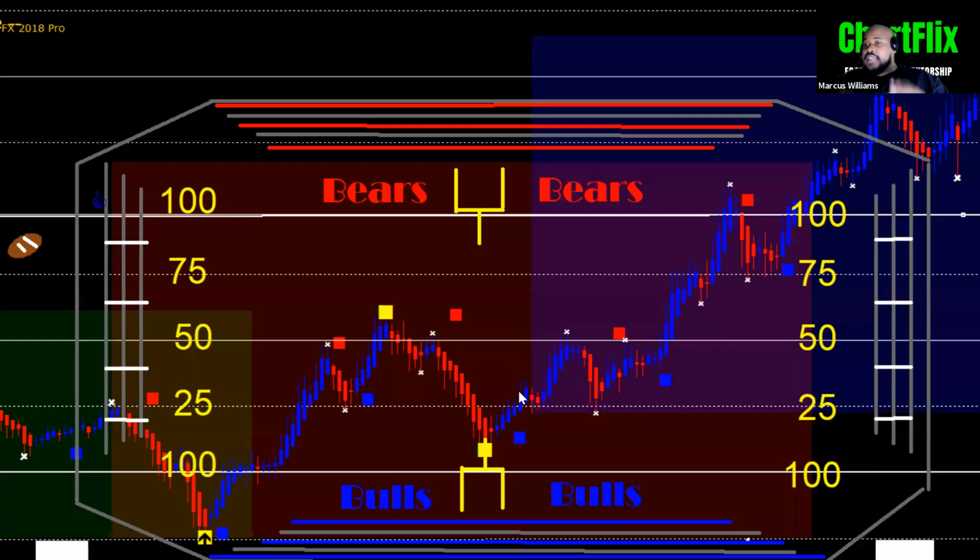This is Heikin Ashi candles on a football field that I've drawn on my chart. And this is how I trade. I trade playing a football field, and I play both sides of the field. I'm not a bull. I'm not a bear. I'm whoever has the ball. That's the kind of trader I am. I want to be on the side of the ball.